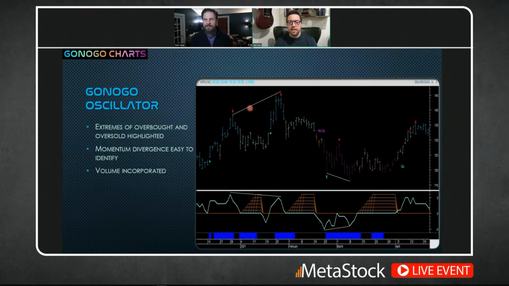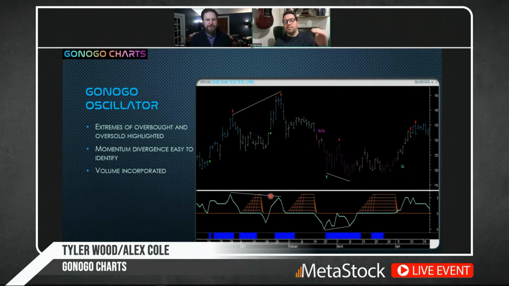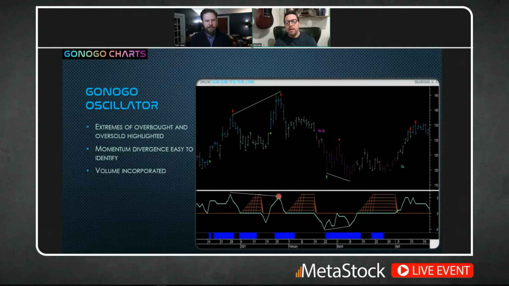You can also identify divergence easily. Huge concept in technical analysis. As price makes a higher high, if your oscillator makes a lower high, we know that's a warning signal. And so you can, of course, get that kind of information out of the GoNoGo oscillator as well. We've also incorporated volume, and on MetaStock, it's incorporated in that ribbon that goes along the bottom. When you see that blue pop out, that's telling you that volume is heavier than it has been in its average of the past. And so you now have that sense of everything: what's price doing, what's the trend, what's the momentum, what's volume?